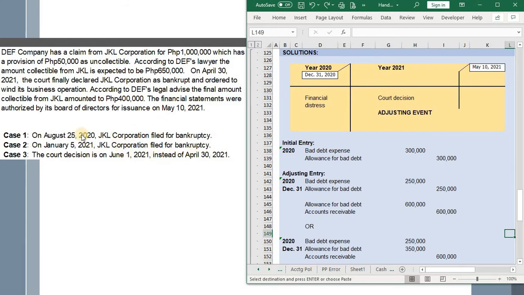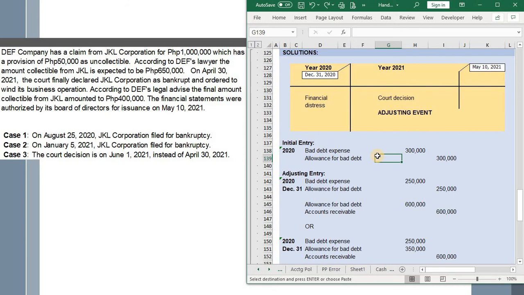The reason, of course, why JKL filed for bankruptcy is because it is in financial distress. So our assumption is that JKL is already in financial distress in 2020 because its filing for bankruptcy is only 5 days away from 2020. Because financial distress does not happen overnight. If JKL filed for bankruptcy on January 5, 2021, it already experienced financial distress in 2020. And it gets worse. That is why it has decided that in 2021, instead of continuing its operation, they will just file for bankruptcy. And that happened on January 5, 2021.